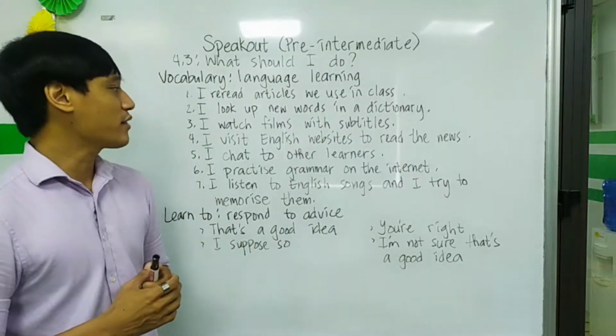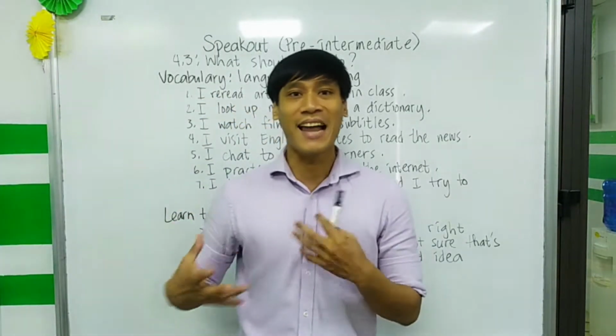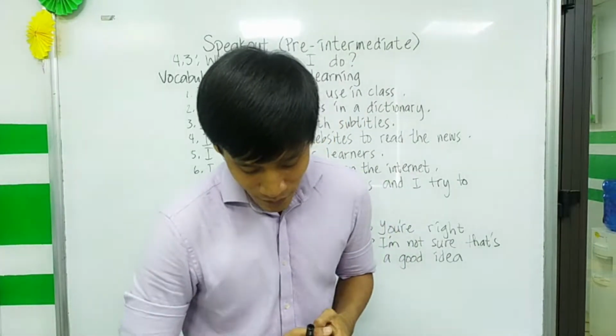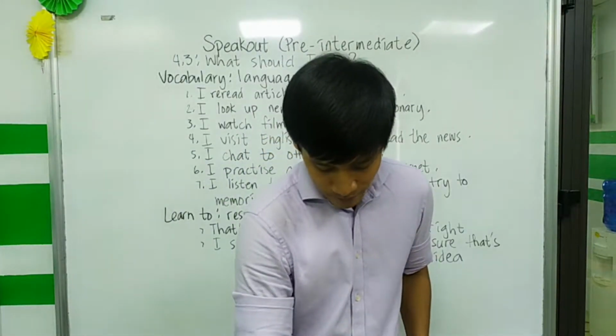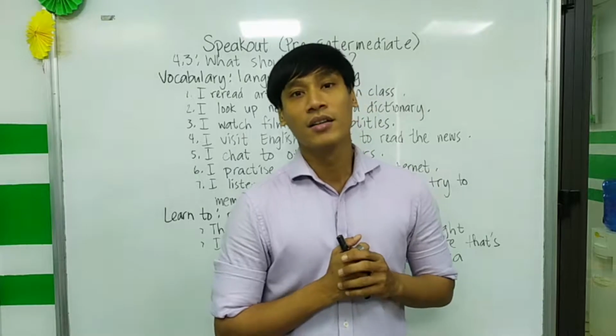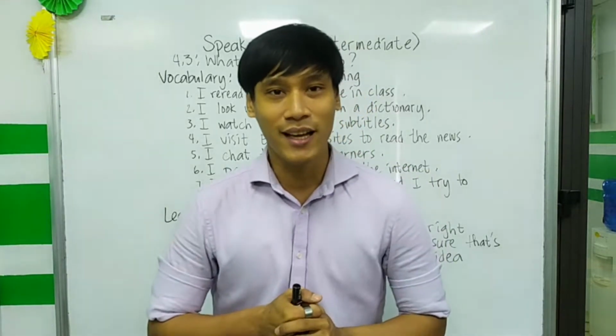Okay, next one. I chat to other learners. Okay, try to interact with other people. All right, so that is letter C. Okay, talk on the internet.